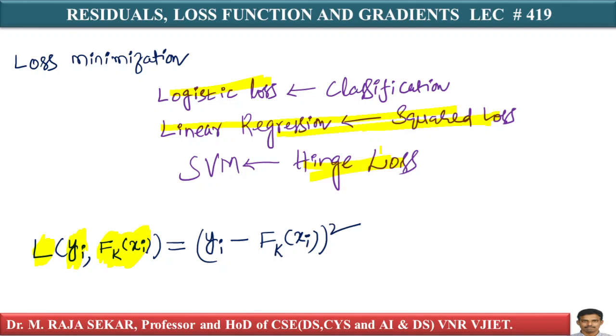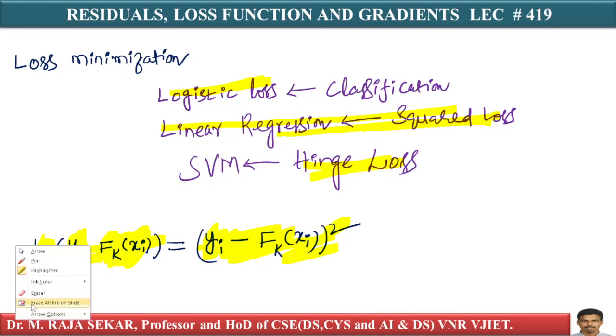Let's assume my loss is my squared loss. What is the formula for squared loss? It is nothing but (y_i minus f_k(x)) whole squared. This is the error, and it is squared. Therefore, this is known as squared loss, and this is what we minimize, the sum of this across all points. This is my loss, isn't it?